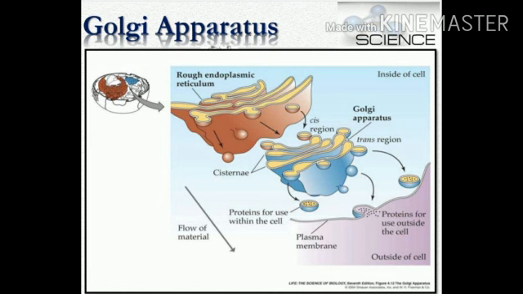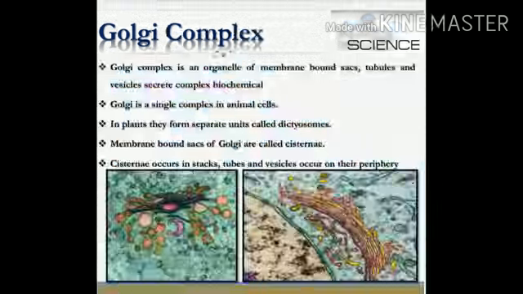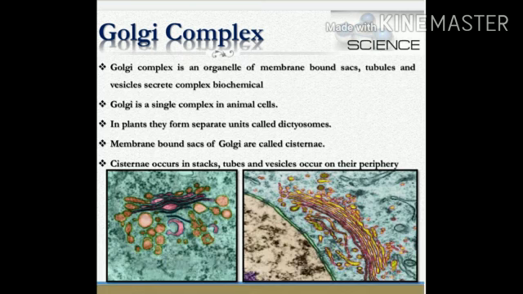You can see in this diagram that Golgi Apparatus is the next organelle lying next to the endoplasmic reticulum. Okay, now we are going to study what is Golgi Apparatus. Golgi Apparatus or complex is an organelle of membrane bound sacs, tubules and vesicles that secretes various biochemical enzymes. Golgi is a single complex in animal cells.